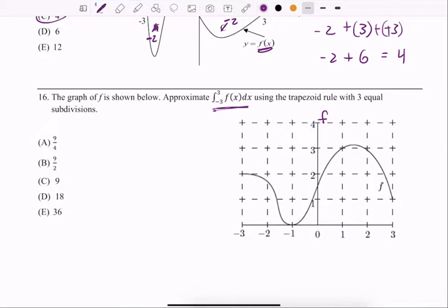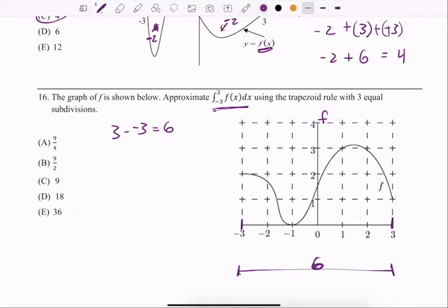Oh, the trapezoid rule. All right, so we're going from -3 to 3. I get that from the boundaries. Now, what is that? Let's see. 3 minus -3, that's 6. So the delta x is going to be figured out with this 6.